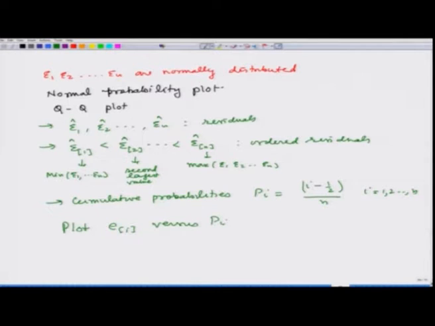And when we try to do so, we can have different types of situations. Before we describe those situations, let me explain the concept of heavy tail distribution, light tail distribution, positively skewed and negatively skewed distribution.